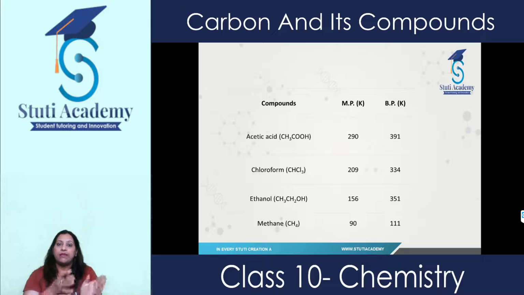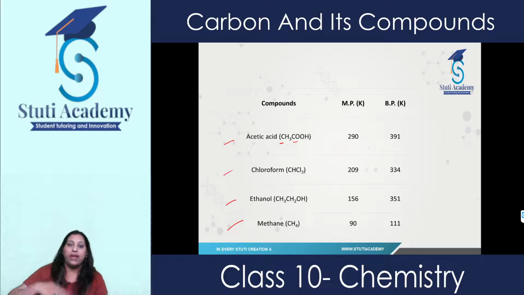As I said, when carbon combines with any other substances, it forms compounds. And certain examples of these compounds are acetic acid. As you can see, carbon is present in acetic acid, chloroform, ethanol, methane. So these are the compounds, although many compounds are also there, but here I have taken a few examples. And the melting and boiling points of these compounds you should know. As you can see, their melting and boiling points are quite low.